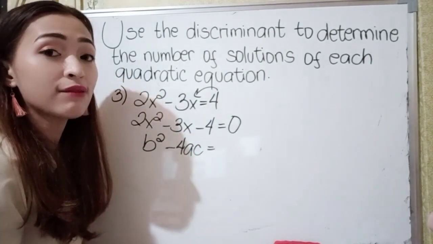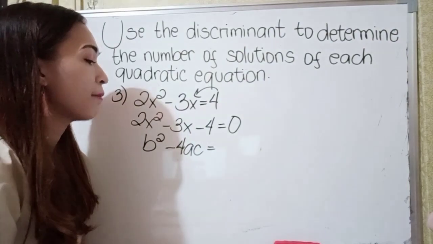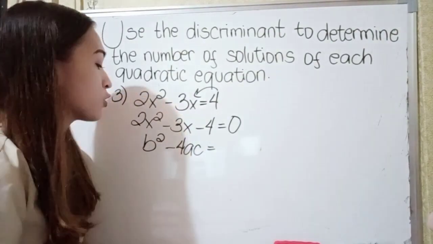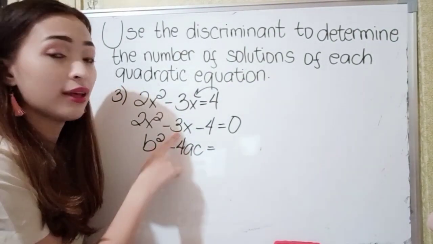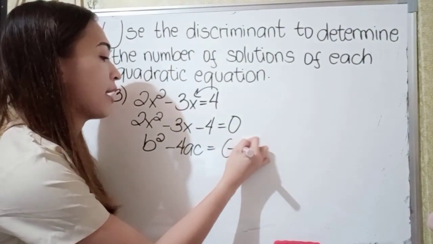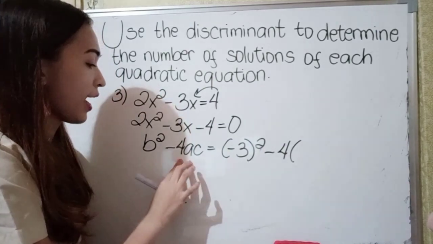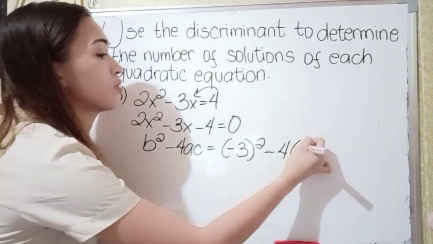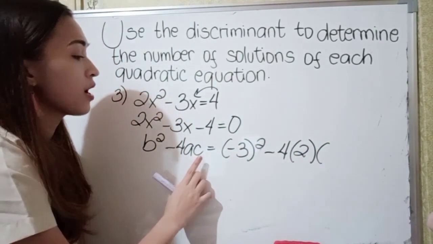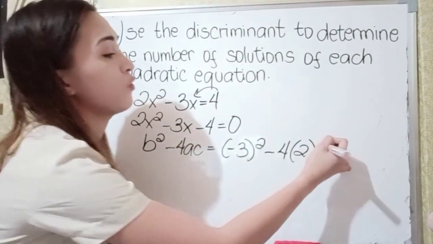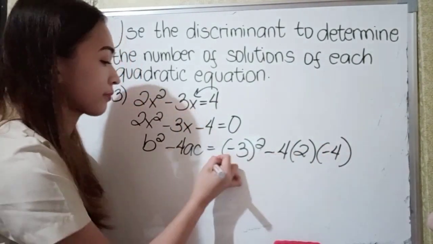Just substitute the values of a, b, c into the formula. Our b is negative 3, so negative 3 squared minus 4. Our a is 2, so just write 2 times. The value of our c is negative 4, so just write negative 4.